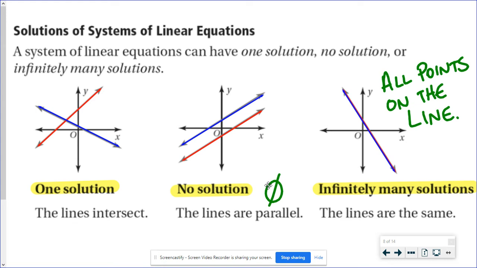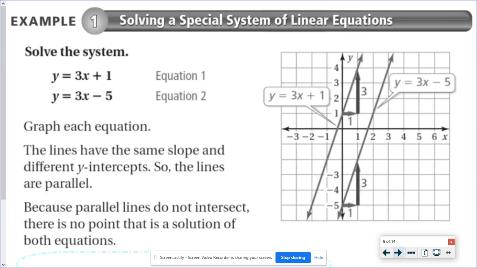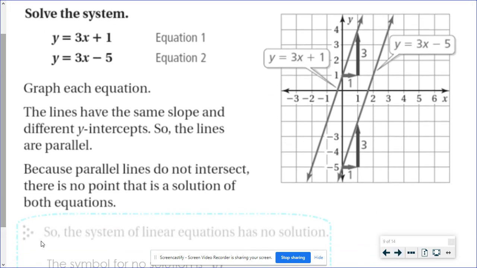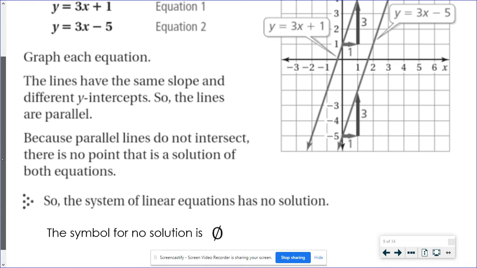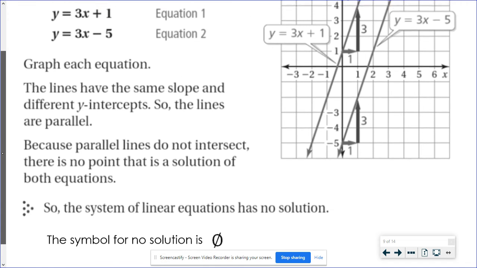There's another fancy way to write that answer, but I'm not going to worry about that for this year. So here's an example. It's already completed. I've got both lines graphed. The first equation starts at 1 and has a slope of 3. The other one starts at -5 and has a slope of 3. You can see these two lines are parallel. This is a no solution kind of a problem, right? So we're going to use that no solution symbol.